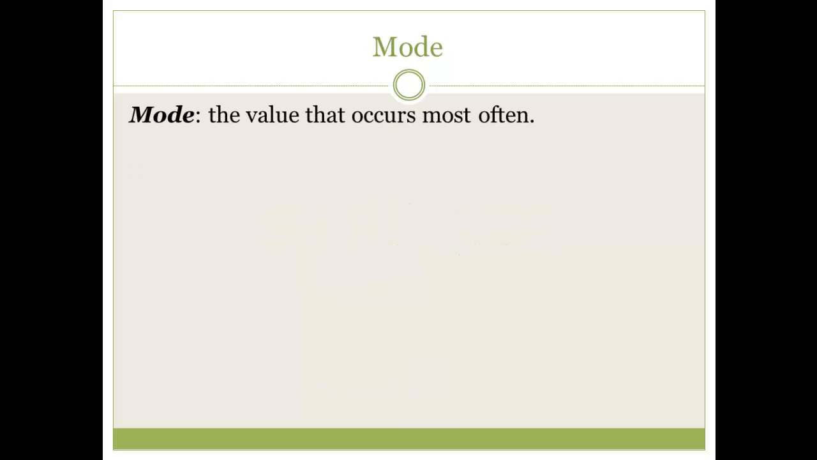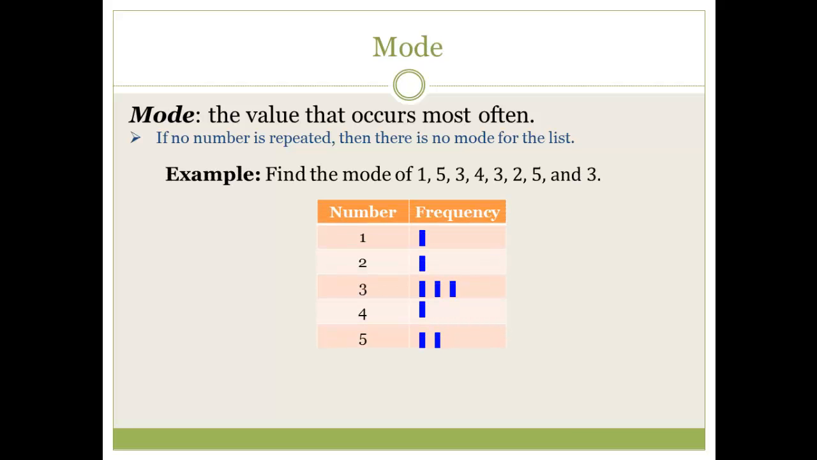Mode is simply the value that occurs most often. If no number is repeated, then there is no mode for the list. For example, find the mode of 1, 5, 3, 4, 3, 2, 5, and 3. The 3's have the highest frequency. In other words, they repeat more often than the other numbers, so the mode is 3.